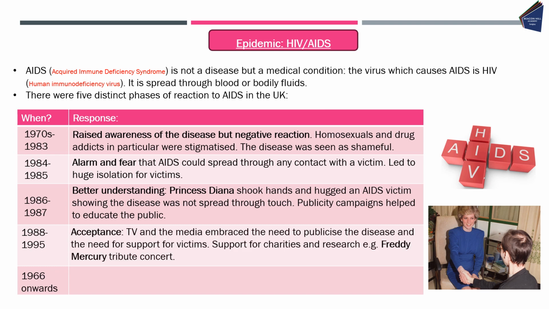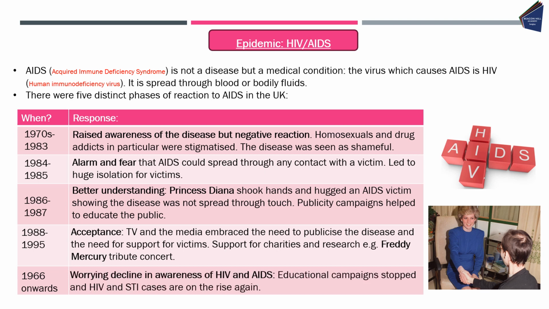The TV and the media embrace the need to publicise the disease and the need for support for victims. So there was support for charities and research, for example, the Freddie Mercury tribute concert. And finally, from 1996 onwards, we have seen a worrying decline in the awareness of HIV and AIDS. Because it's not at the forefront anymore of our national campaigns, the educational campaigns have stopped, and HIV and sexually transmitted infection cases are on the rise again.